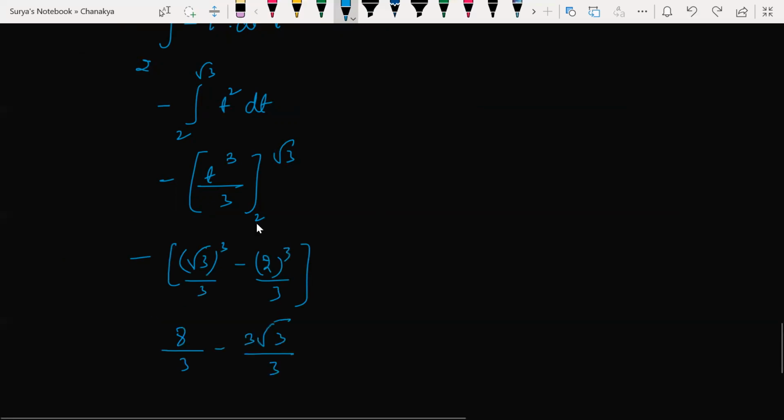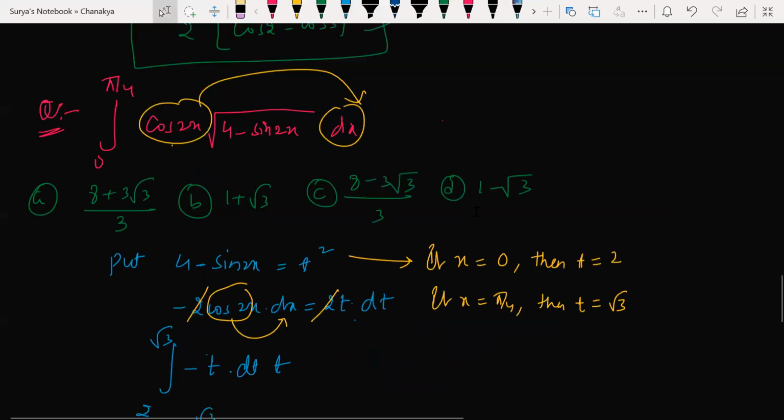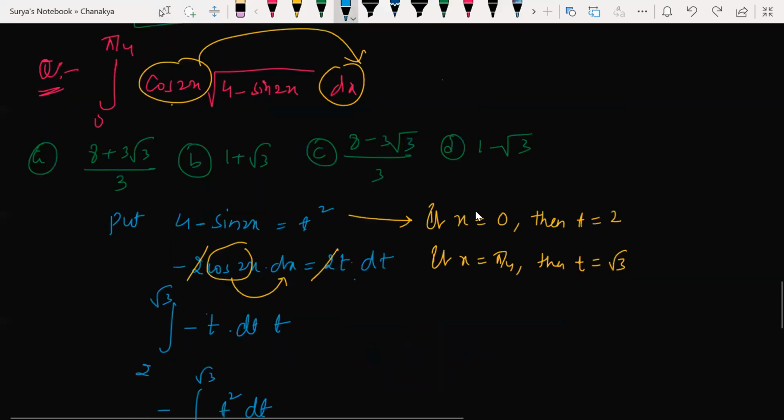Okay. Answer is what now? 8 minus 3 root 3 by 3. What is the answer? 8 minus 3 root 3. 8 minus 3 root 3. Option D is correct.